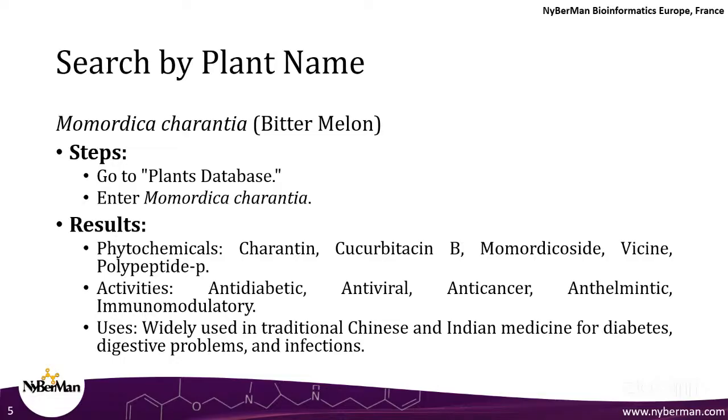For example, in case you're going to search by plant name, you can use the plant's common name or the scientific name of the plant. The result would be the list of chemicals with the activity, and the general uses of the plant will also be mentioned, whether it was a traditional Chinese plant or Indian medicine or for a digestive problem. Whatever was reported, all the activities and uses for the particular plant would be listed, and the same data can be downloaded in Excel format.